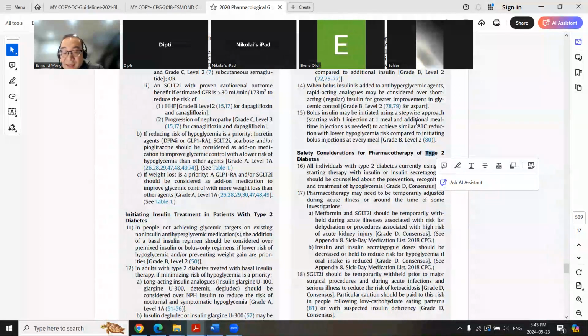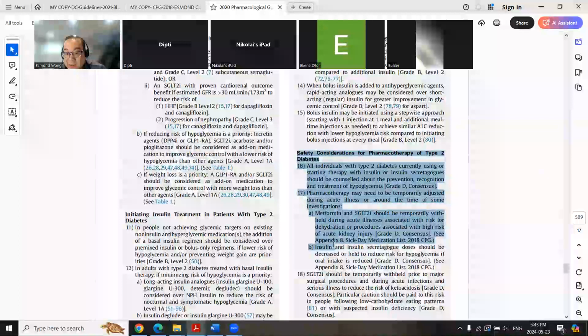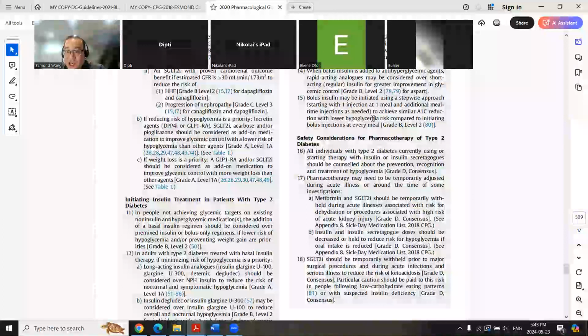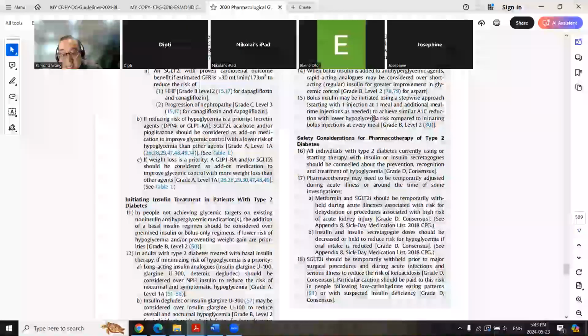So my question is, I was the one that posted the question, and I'm hearing you saying that SADMANS is only for type 1? No, SADMANS is for both, but you can see here that it's saying hold insulin for type 2. In type 1, you would never hold insulin. And in general, yeah. Okay, so the sick day medication list is for both type 1 and type 2.